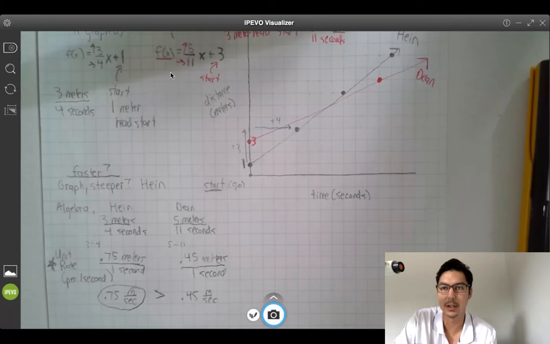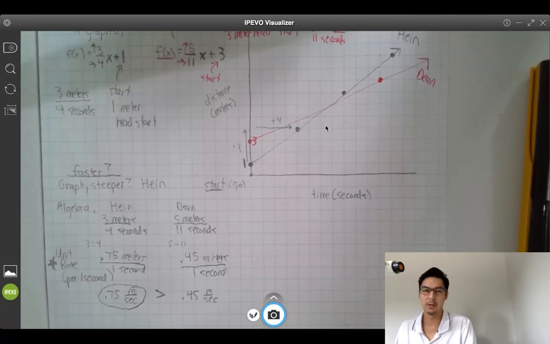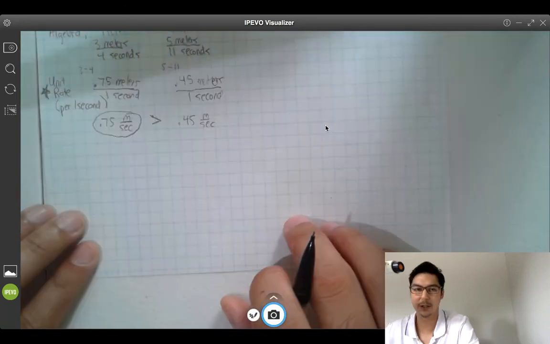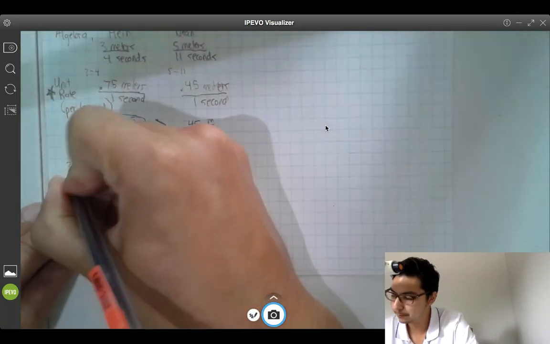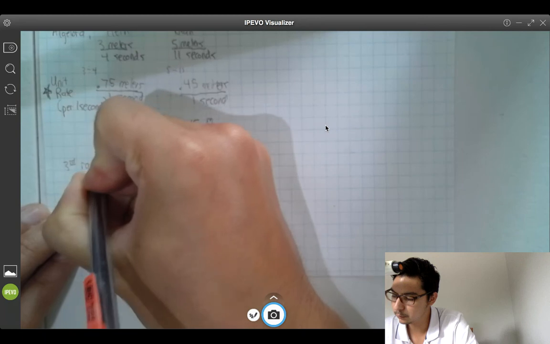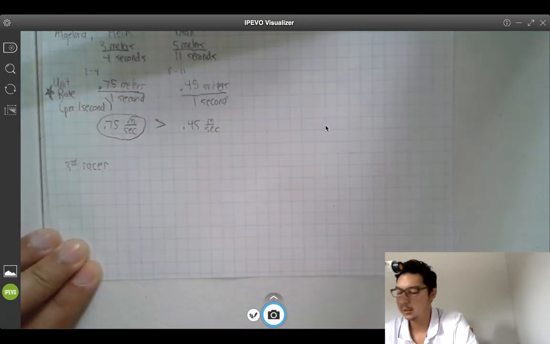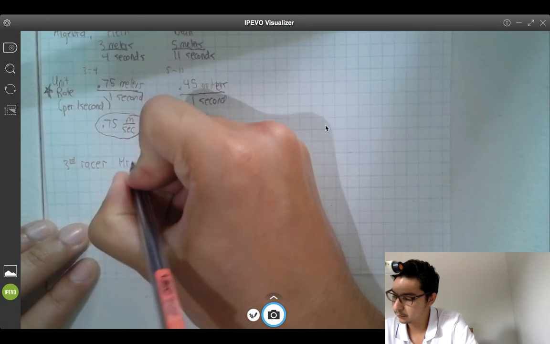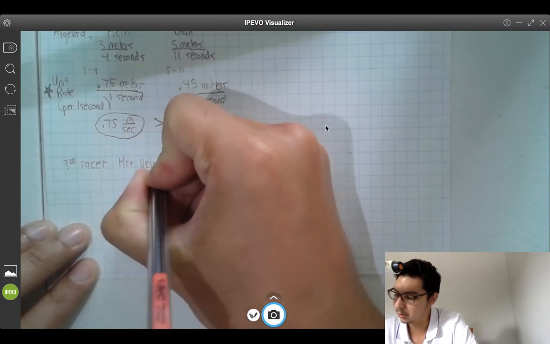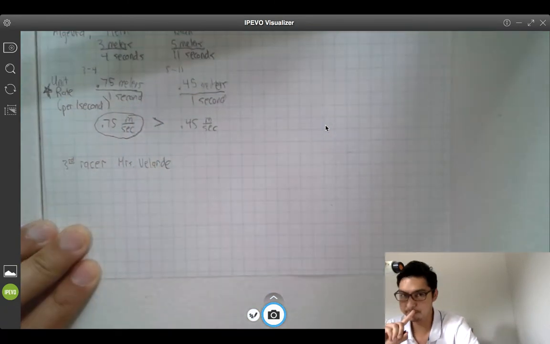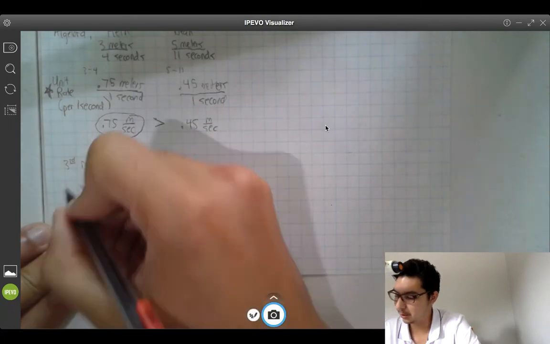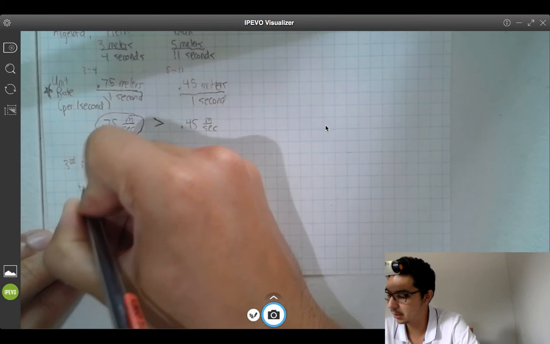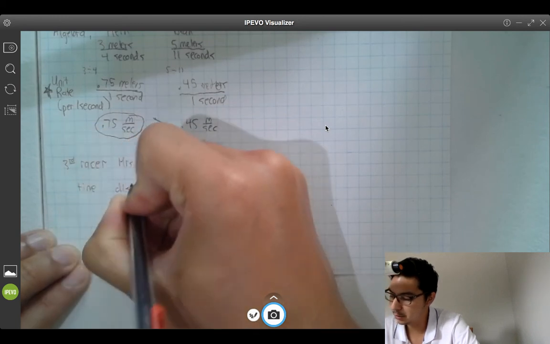So let's look at 2 more examples. Let's say, for example, there's a third racer, and we'll call this racer Mrs. Velarde, another teacher in the math department here. All we know from her is we have some information in a table, so we'll say time and distance.